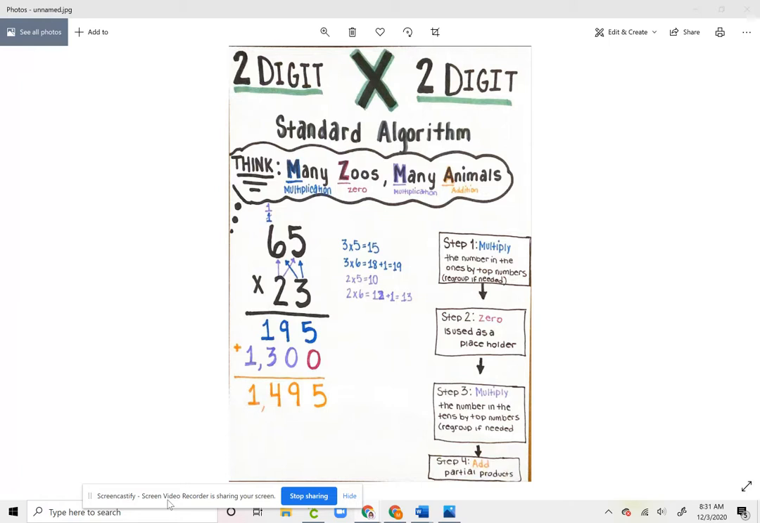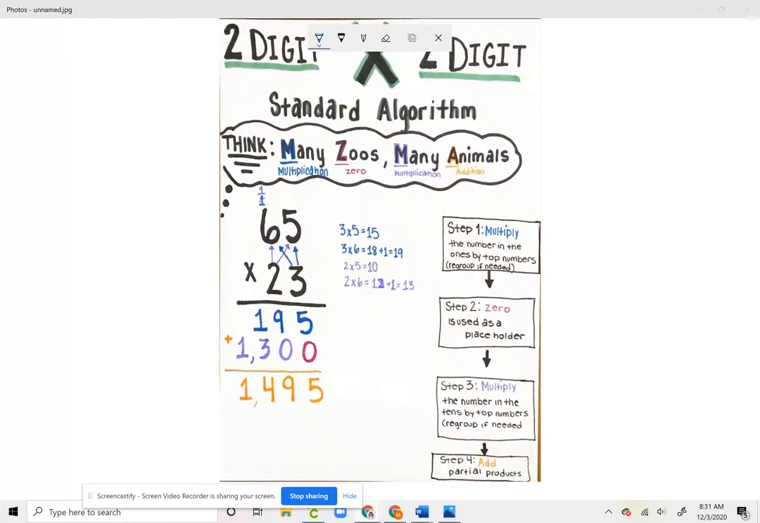So what we are going to do is I want you to think many zoos, many animals. Okay, it's just a little saying that's going to help you memorize the steps. So first we multiply. If you look at step 1 over here, the M in many, D means multiply. We're going to multiply the number in the ones by the top two numbers.